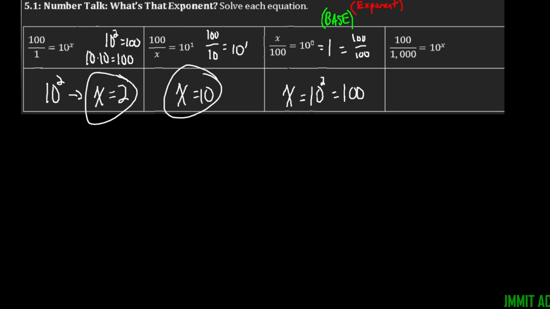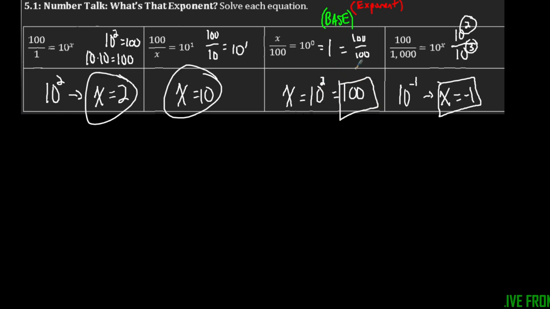And then for the last one, it says 100 divided by 1000 equals 10 to the power x. Well, if we remember our exponent rules before, when we were dividing, if we have 10 squared divided by 10 to the third power, we would subtract those exponents. So we have 2 minus 3, which gives us 10 to the negative 1, so x equals negative 1 for this case. Notice how some of these are similar and some are different. That's what we're going to be mainly working with today, those negative exponents.